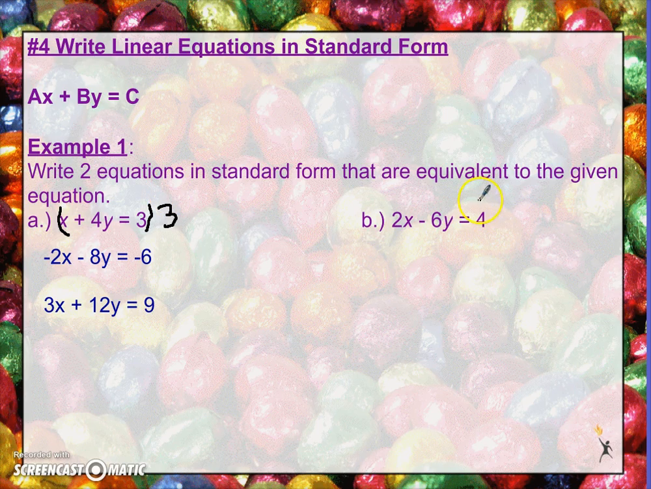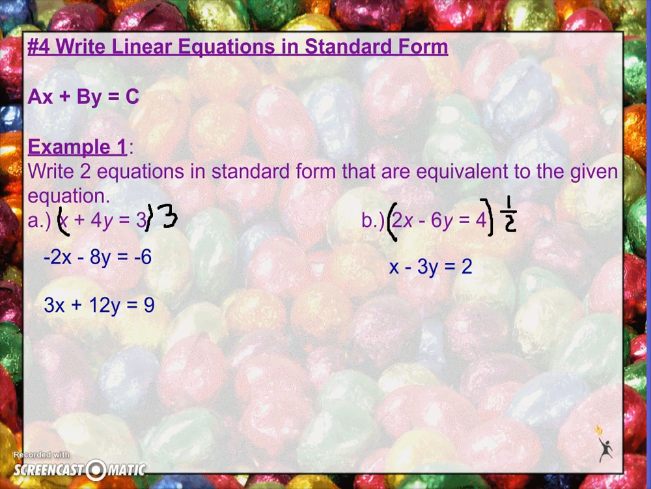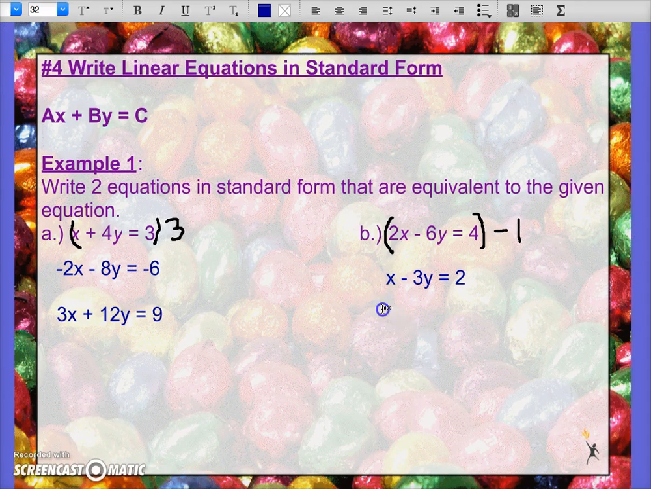All right. So let's say in this case, let's multiply by 1/2. Once again, that means every single term is going to be multiplied by 1/2. So if I multiply by 1/2, I get x minus 3y equals 2. So there's an example of an equivalent equation given by that standard form. How about, let's try negative 1. Let's do another negative here. If I multiply the original by -1, mind you, I get -2x plus 6y equals -4.